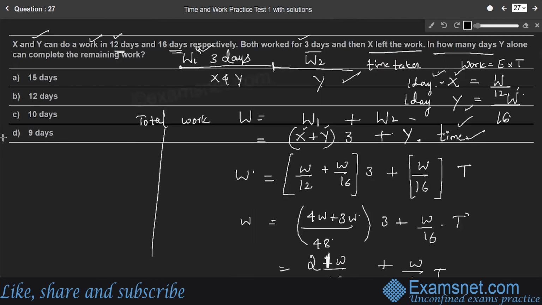What is T? Time taken by Y to complete the remaining work. So which is 9 days. Therefore, option D is the right answer.